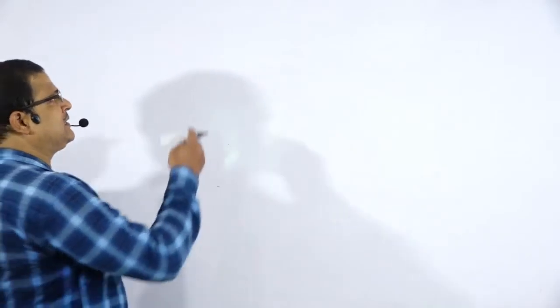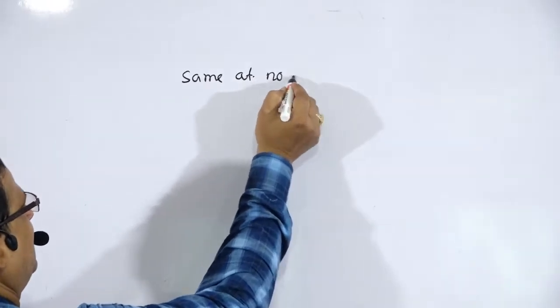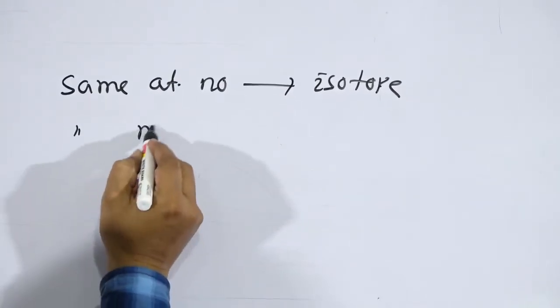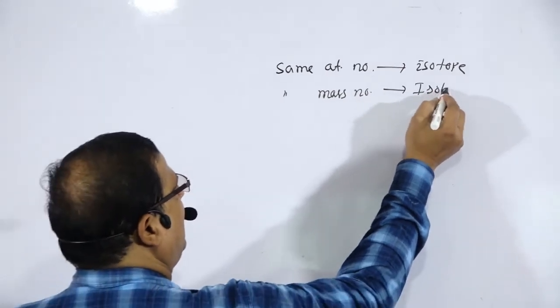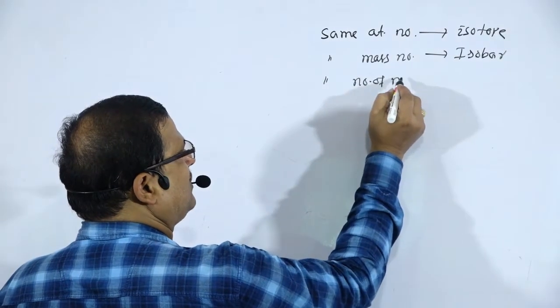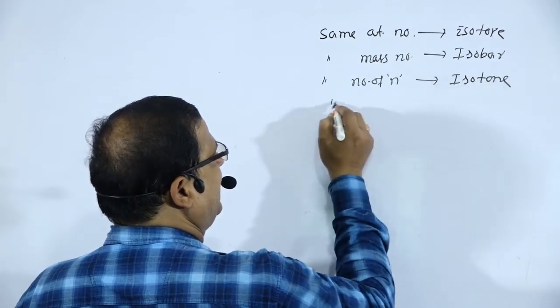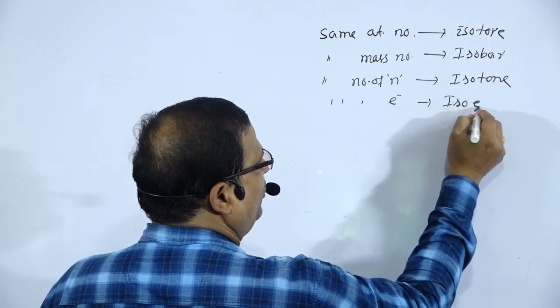So we have explained the different iso terms. If we summarize the gist points: same atomic number, that is isotope. Same mass number, that is isobar. Same number of neutrons, that is isotone. Same number of electrons, that is isoelectronic.